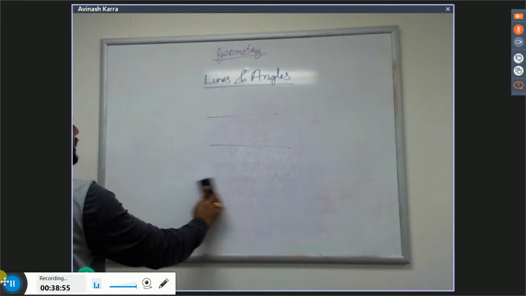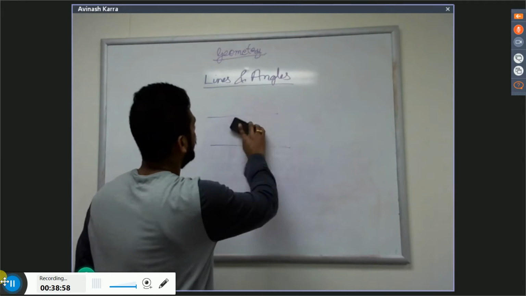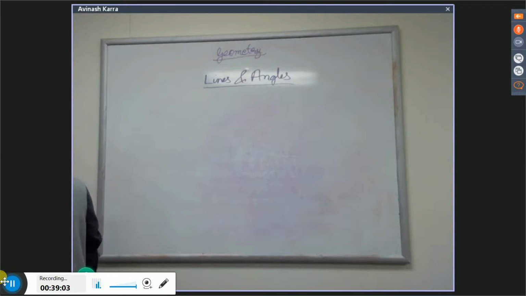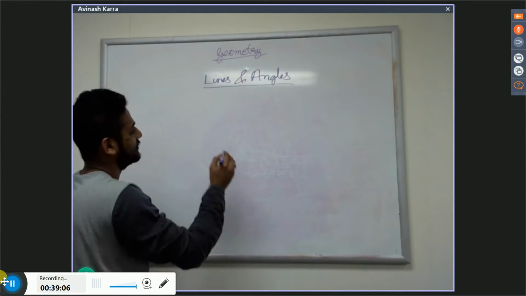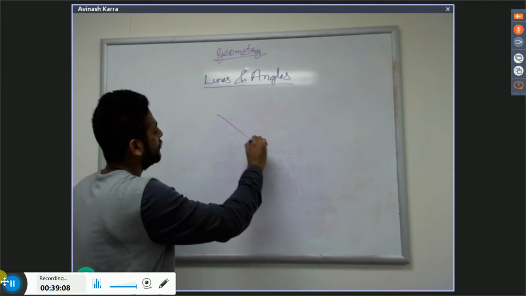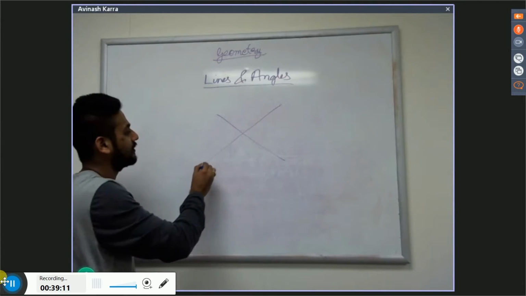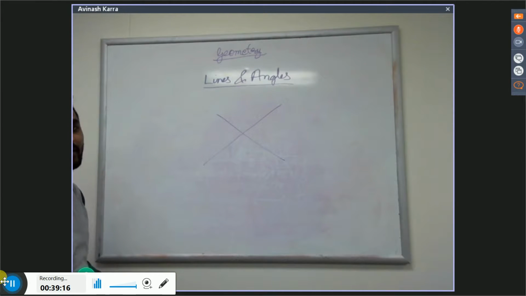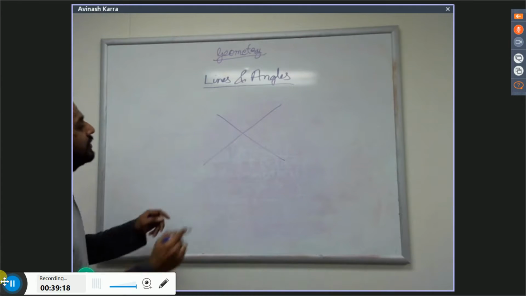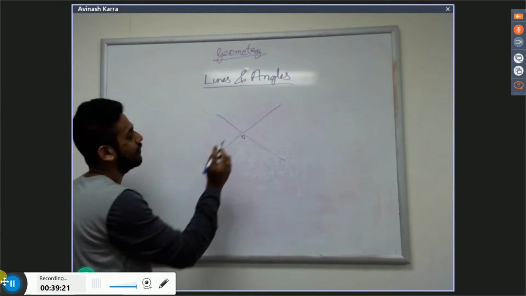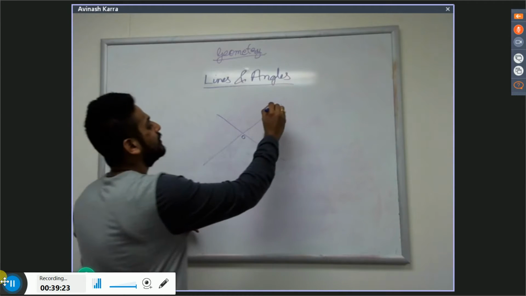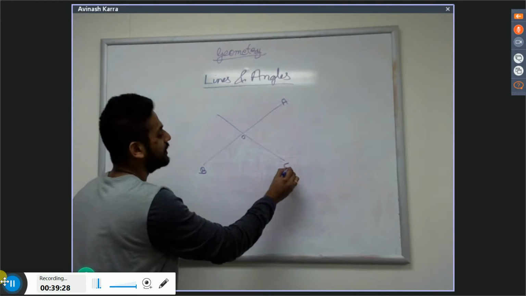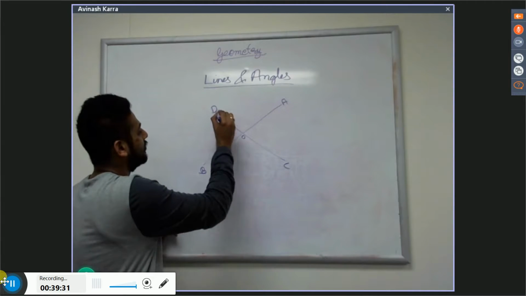Now, coming to parallel. I think it's better to start with non-parallel first. So let's take 2 non-parallel lines. These 2 are non-parallel, right? They are intersecting at point O. Let this be line AB and let this be line CD. Okay?